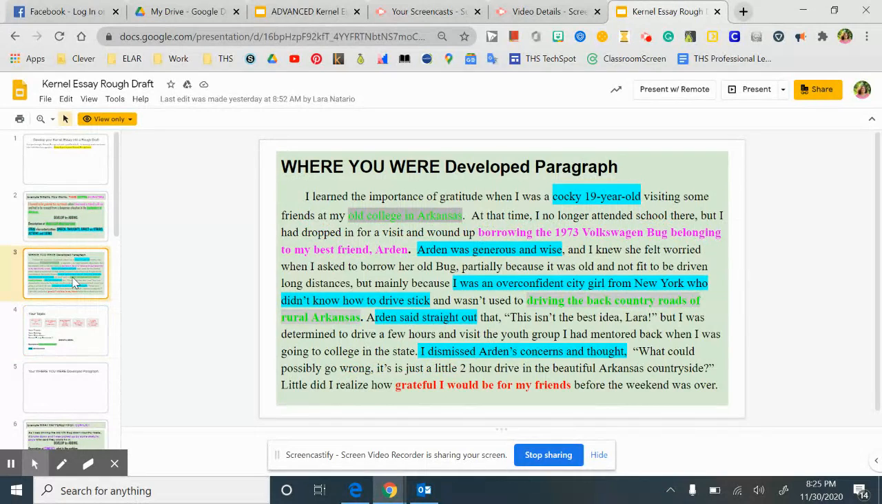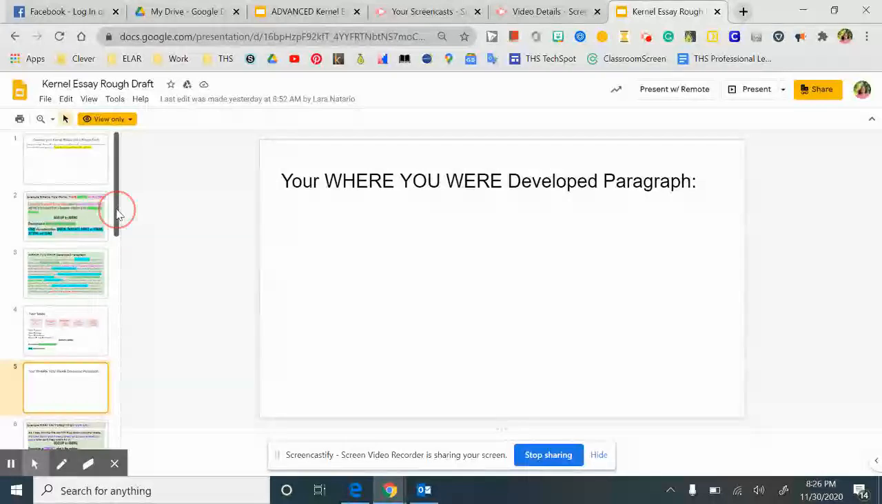And it's a good idea, and Ms. Notaro and I would love for you to do this, is to color code where you're talking about the characters. Cocky 19-year-old, generous and wise. I was an overconfident city girl. Okay, those are all details sticking out to us. So that's what we want you to be thinking about as you're developing these sentences, okay?